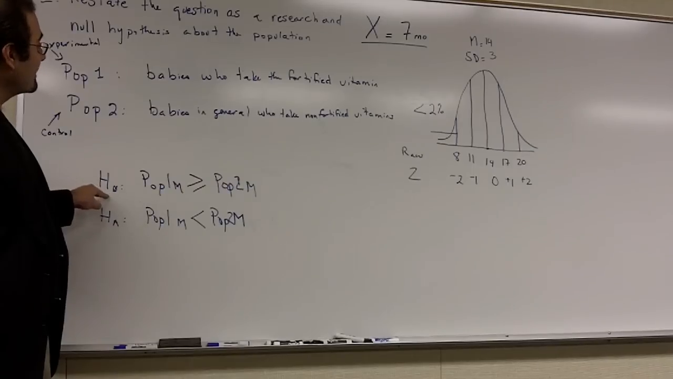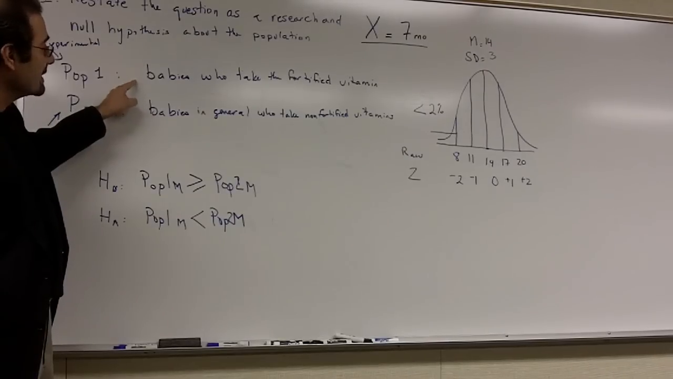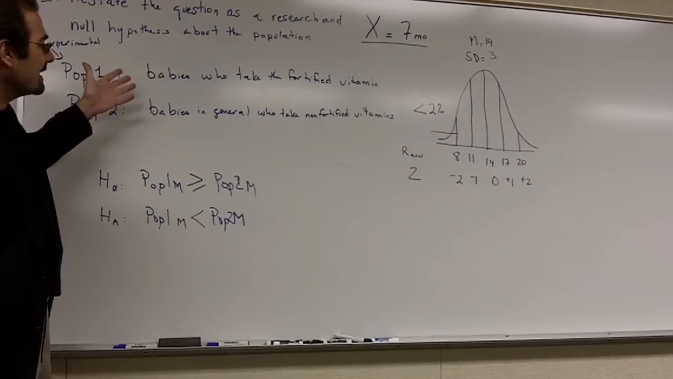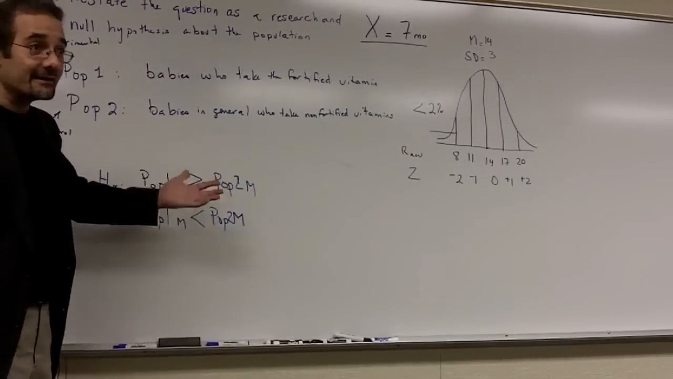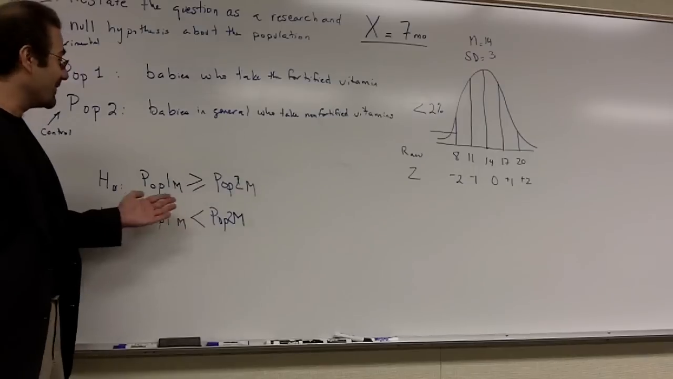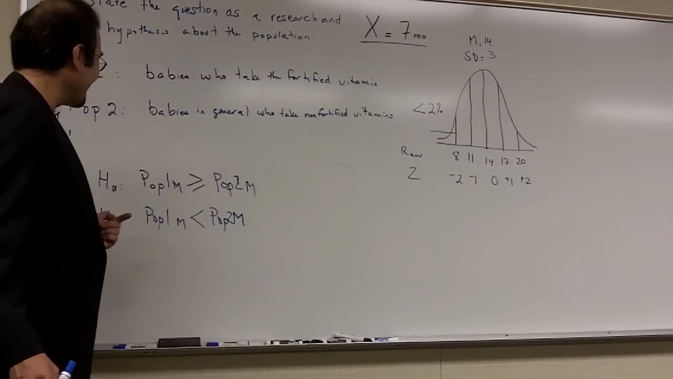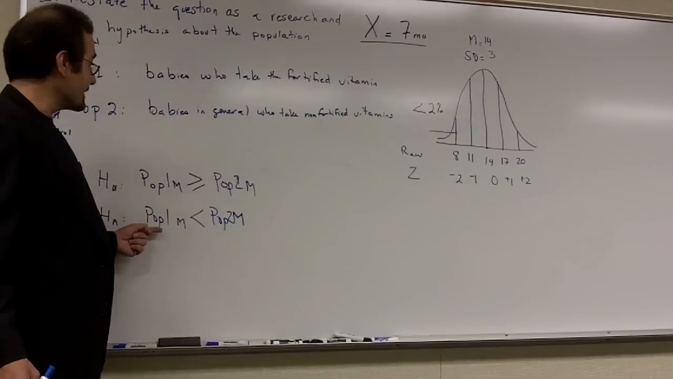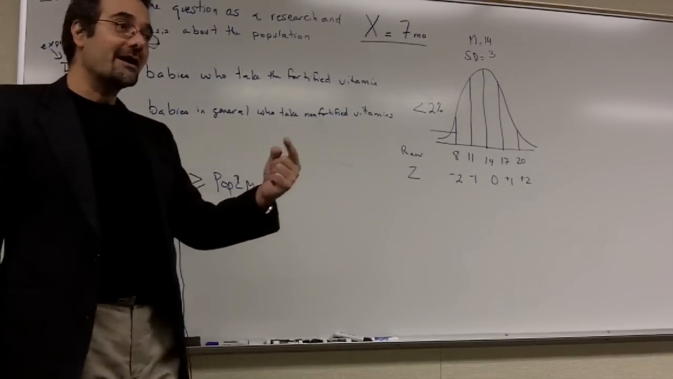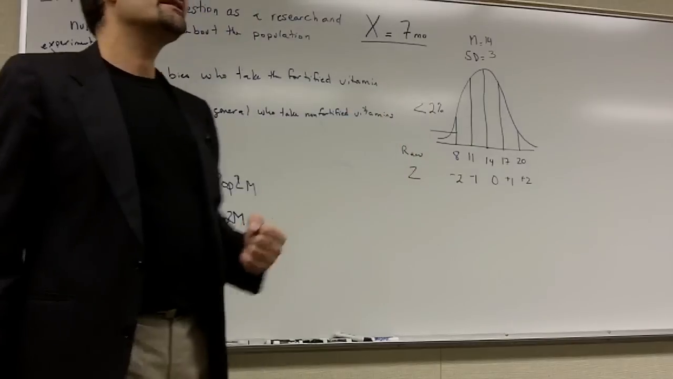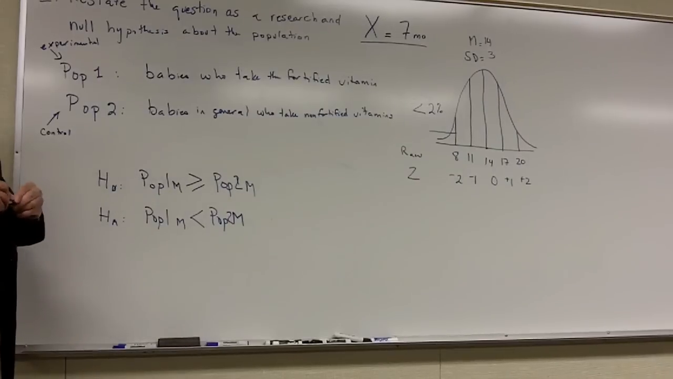This is telling you, the null hypothesis is stating that babies who take the fortified vitamins either stay the same, they're not different from babies in general, or in fact become a little bit worse. They walk at a later age. So I mean, that's a bad thing, right? On the other hand, the alternate hypothesis is that babies who take the fortified vitamins will actually walk at an earlier age than babies in general. Everybody okay with me?